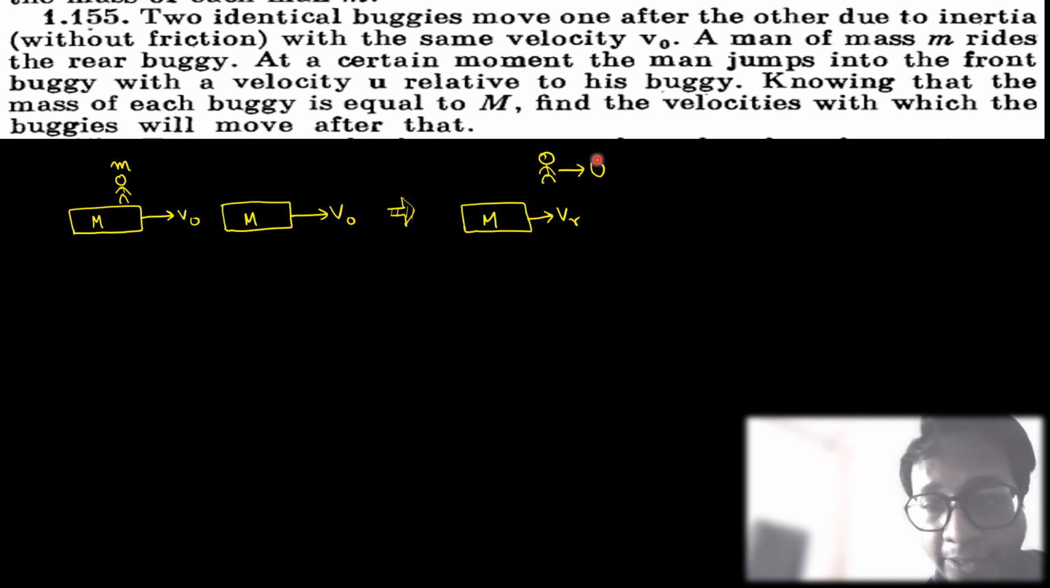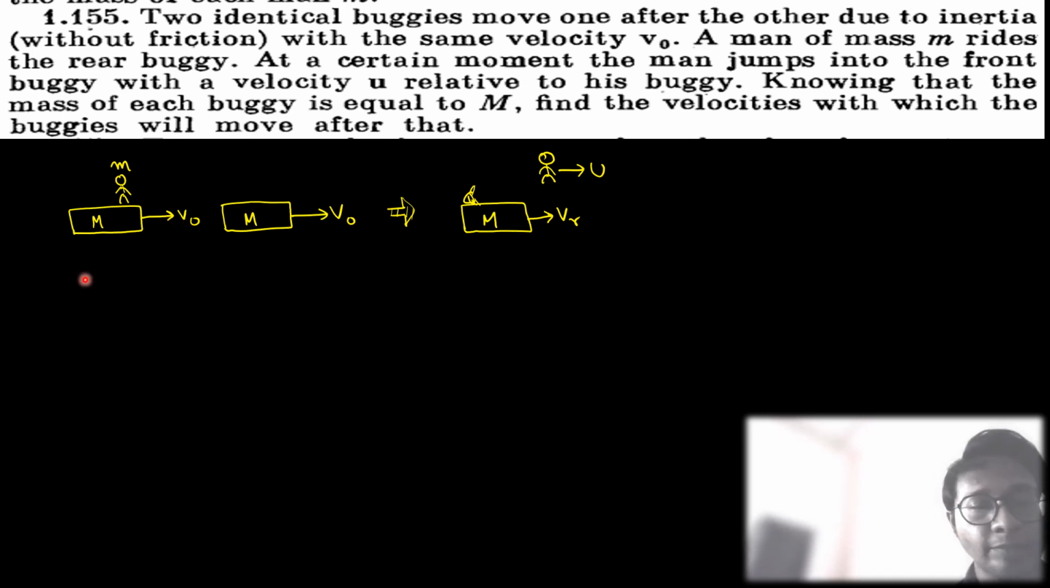Okay, this u is seen by someone sitting on the bogie. That means this velocity of the person is observed by someone sitting on the bogie. Now to apply conservation of momentum, we need to write down all the velocities in a single frame. This velocity was written in the frame of reference of ground, this velocity is from the frame of reference of ground, but this velocity is from the frame of reference of this body. How do I convert this to the velocity with respect to ground?